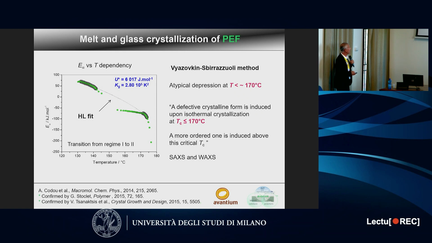So now if we come back to PEF, I can plot the activation energy versus temperature, and by nonlinear fit, I can estimate quite easily the Hoffman-Lauritzen parameters U star and Kg. And then what I look at is there is a change here in comparison to what is predicted by Hoffman-Lauritzen theory. We have a break at this temperature, 170 degrees. And we published this, and we proposed that there is a change in the crystallization mechanism at that temperature, only by looking at this graph.